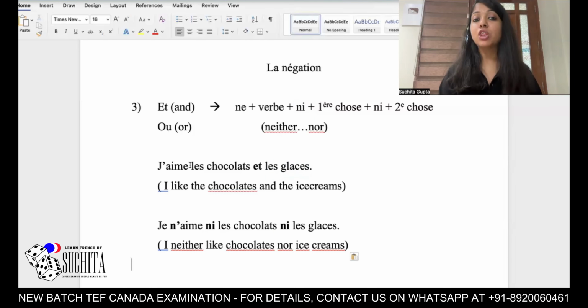So basically, the verb was aime. Before that, you have put ne. The first thing was les chocolats. Before that, you've put the first ni. And the second thing was les glaces. Before that second thing, you've put another ni. So ne, ni, ni. Je n'aime ni les chocolats ni les glaces. I neither like chocolates nor ice creams.